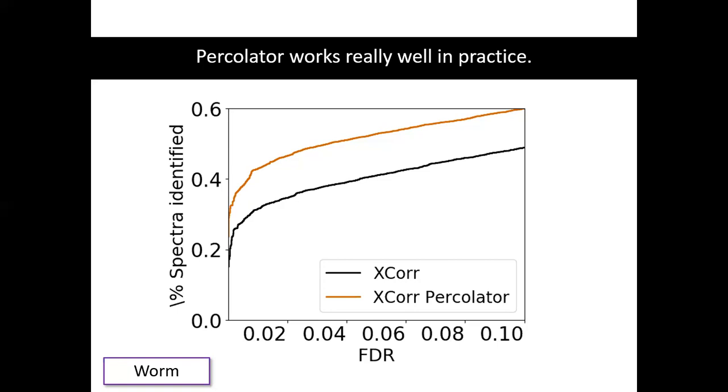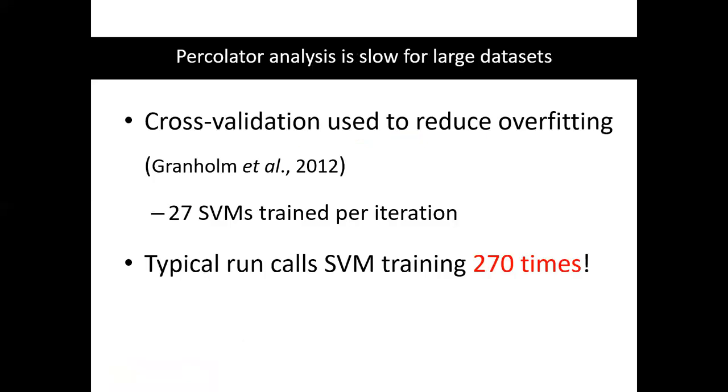So this is great. But you don't get anything for free. What you trade off for identification accuracy is runtime. Percolator in practice is extremely slow, and this has become problematic as proteomics datasets have continued to balloon in the past decade. The reason Percolator is so slow has to do with both its iterative nature, so it's usually run for 10 iterations or until convergence, and more importantly, within each iteration, cross-validation is performed to reduce overfitting.